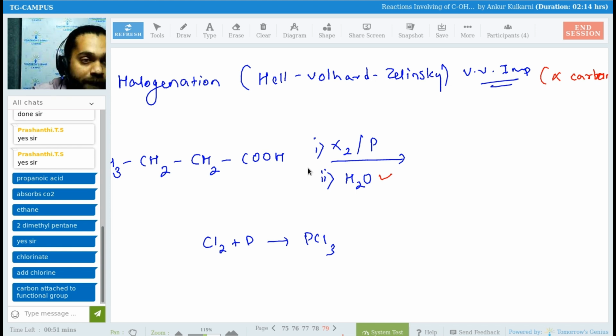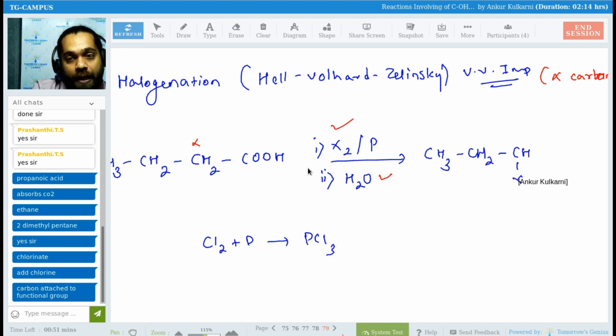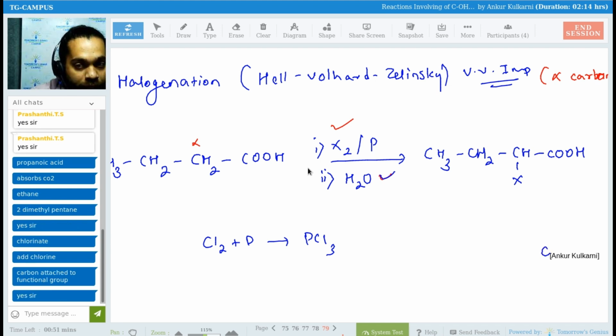Carbon attached to functional group. Perfect. So whatever X you have will get attached to the alpha carbon. CH3, CH2, CH, X, COOH. Is it clear, Bhubaneswari? If the H2O wouldn't be there, then you would have got acid chloride. Instead of OH, you will have Cl or X, whatever X you have.